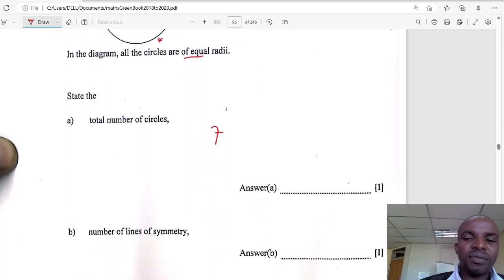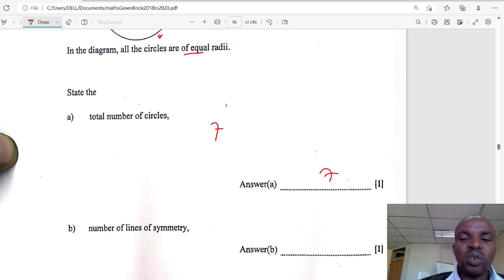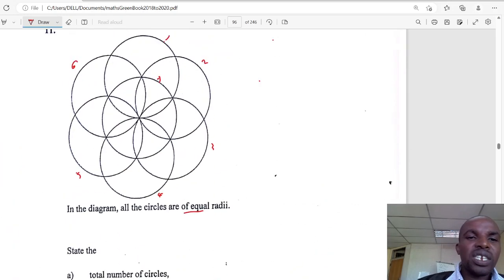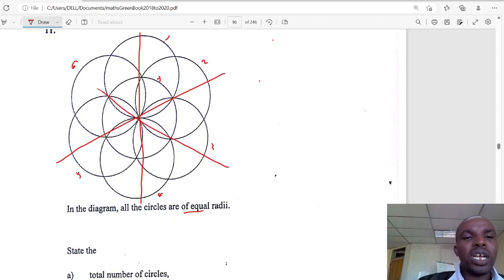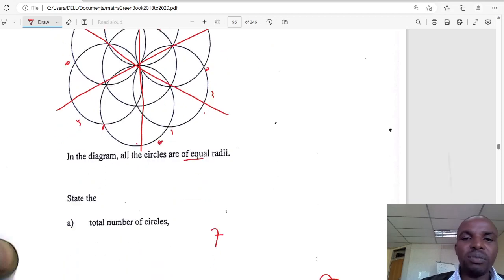The next part. Number of lines of symmetry. How many sides can you divide this item so that they will actually be the same? So you can cut maybe at this corner like this. You can see it's symmetry. They can fit. Or at this corner, 2. Or at this corner, 3. So there are how many? 1, 2, 3, 4, 5, 6. So there are 6 lines of symmetry. Even if you take these points here, this point is 1, then 2, 3, 4, 5, 6. Still the same. So there are 6 lines of symmetry.